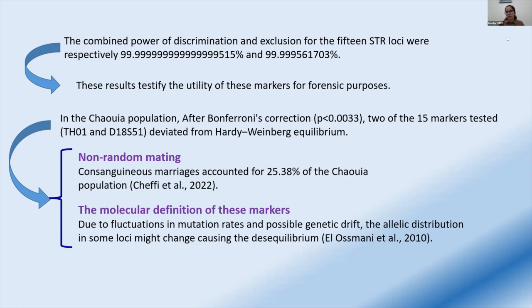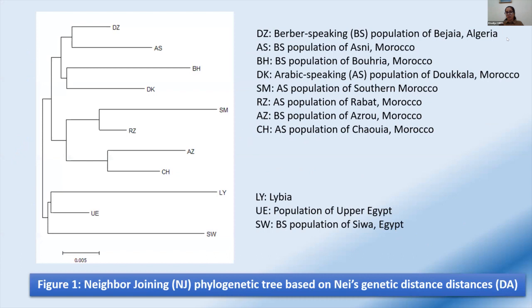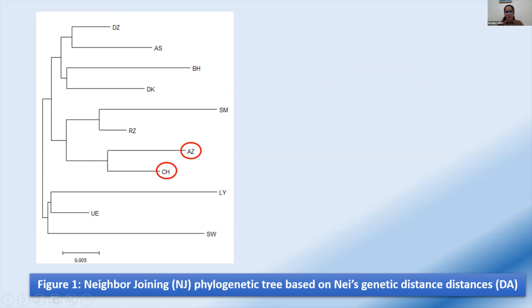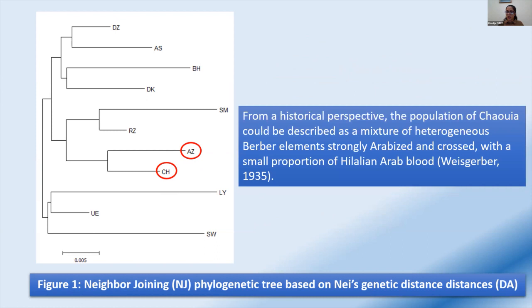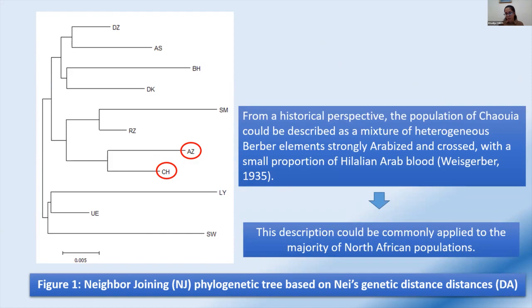Here we have the neighbor-joining tree, the phylogenetic tree based on genetic distance. We observe that the Arabic-speaking population of Sharia we are interested in is relatively close to the Berber population of Azrou, located in Morocco. If you take a look back at the historical perspective, the population of Sharia could be described as a mixture of heterogeneous Berber elements strongly Arabized and crossed with a small proportion of Iranian Arab blood, which is a description commonly used for the majority of North African populations.